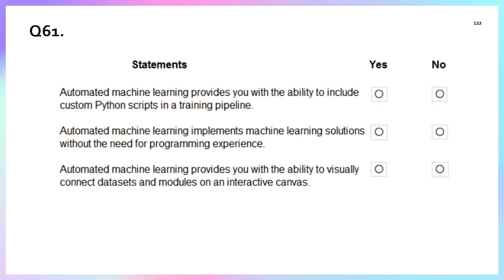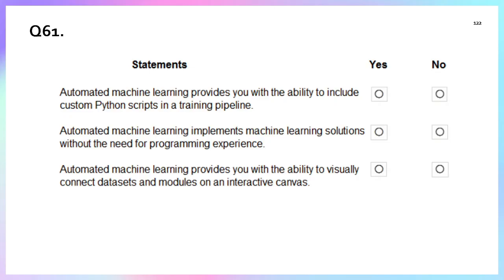Question number 61. This is a statement based question. We need to identify whether each statement is yes or no, meaning the statement is true or false. First statement: automated machine learning provides you the ability to include a custom Python script in a training pipeline.